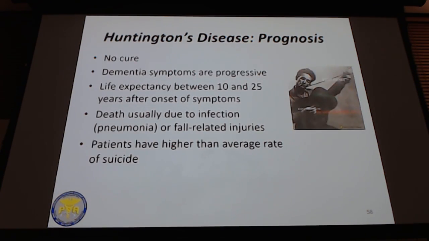All right. Prognosis, no cure. So dementia symptoms are progressive. Life expectancy 10 to 25 years. And death is usually secondary, again, to pneumonia or falls. So, and they have a higher rate of suicide because of that anxiety, depression.